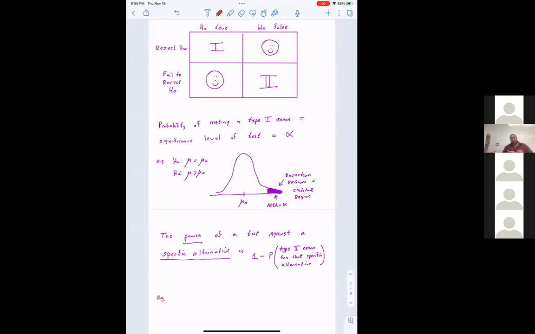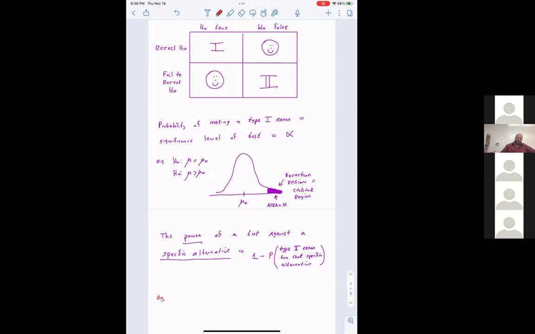Yes, please. Okay. So the probability of making a type 1 error is also called the significance level of the test. And it is denoted by alpha.